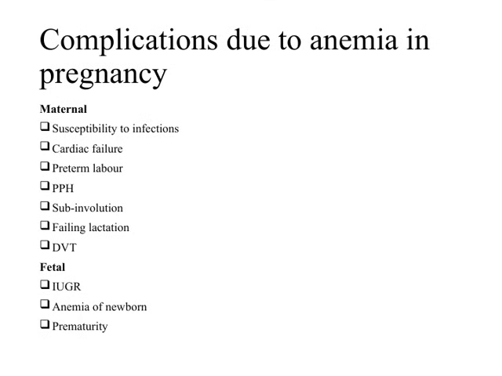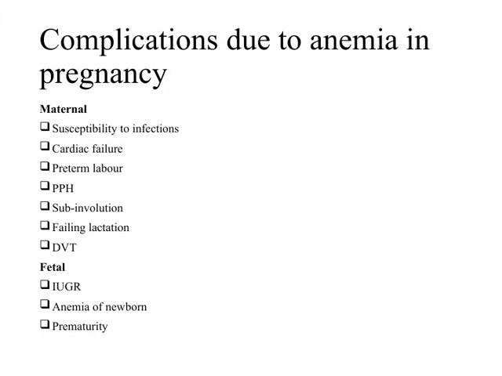Subinvolution of the uterus, which is delayed uterine contraction after delivery, is another possible complication. Anemia can also impair lactation, making it harder for mothers to breastfeed effectively. Furthermore, deep vein thrombosis, or DVT, becomes a concern because anemia can contribute to a hypercoagulable state.